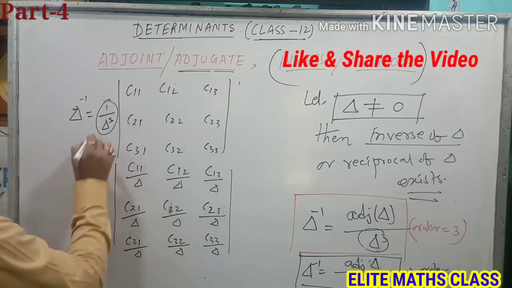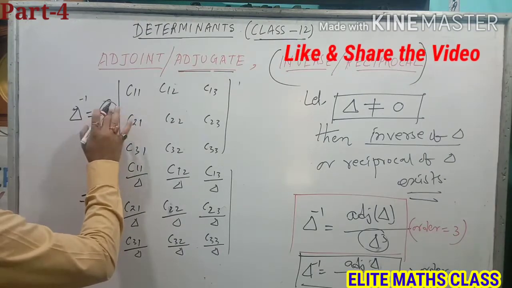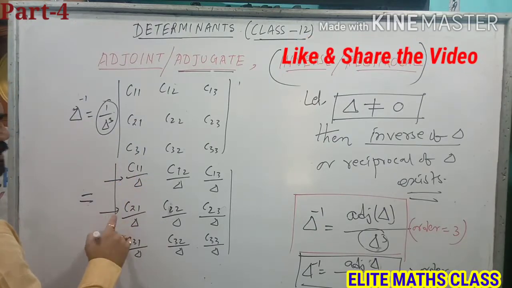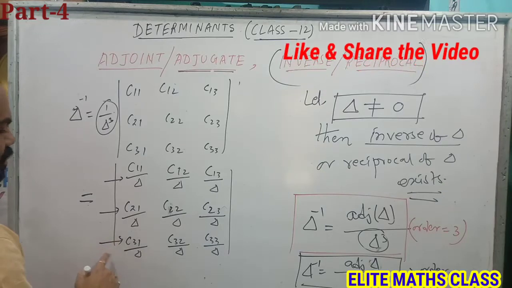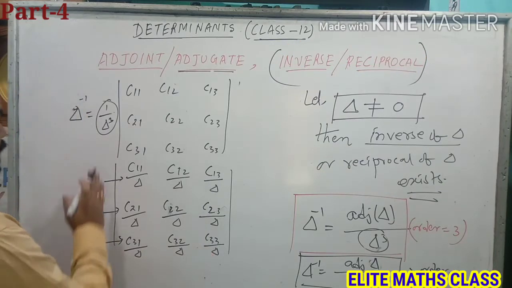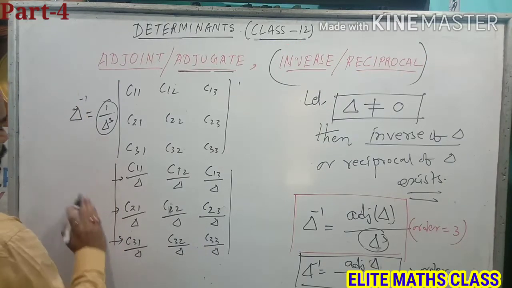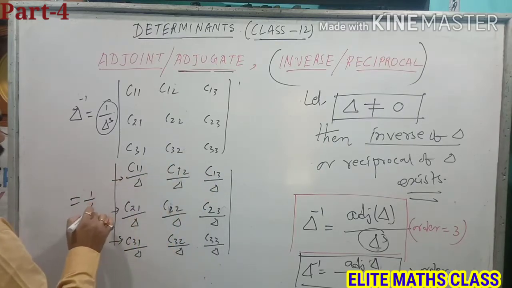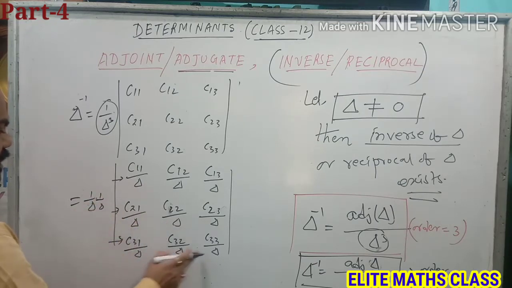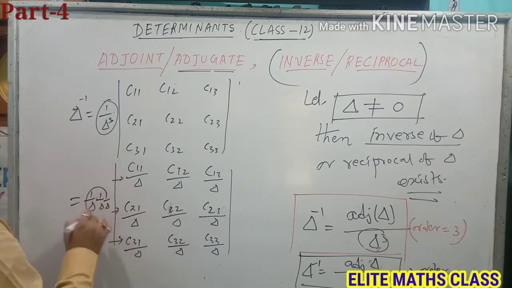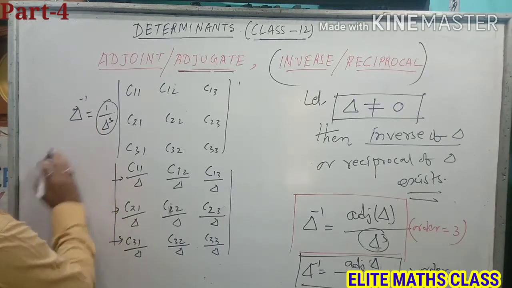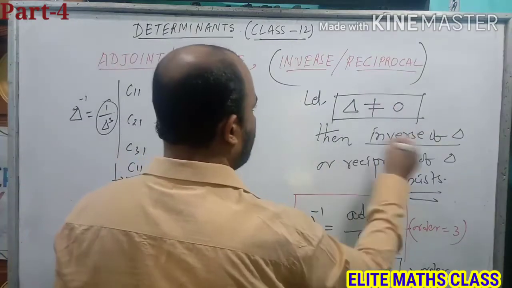That is, how many 1 by del are there? 3. So 1 by del is multiplied through the first row, 1 by del through the second row, and another one through the third row. In a similar way, if you want to take common 1 by del from the first row, another 1 by del from the second row, another 1 by del from the third row, there will be 1 by del cube. So this is the scalar multiplication property, subject to the condition del not equal to 0.